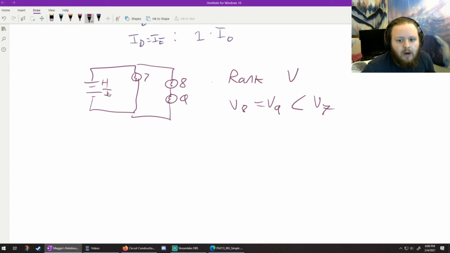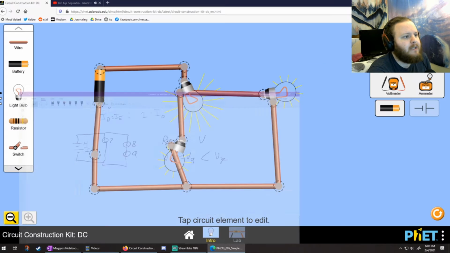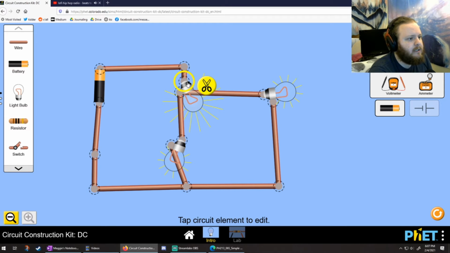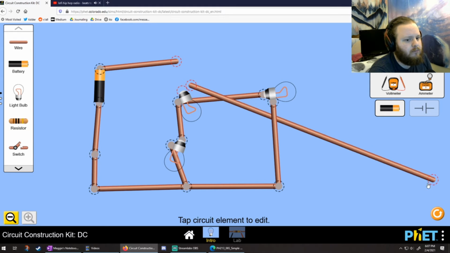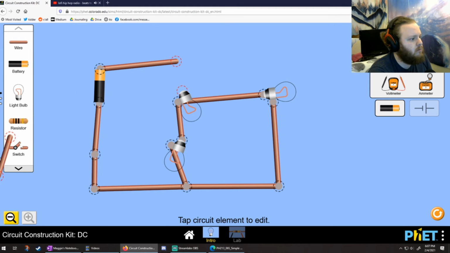And according to our brightness ranking, that implies that the brightness of bulb 8 and 9 will be the same, and they will both be half as bright as bulb 7. And so if I come over here, I can actually come into this thing, and I can delete some... Where's my garbage can at?